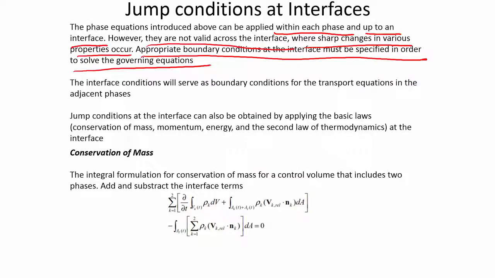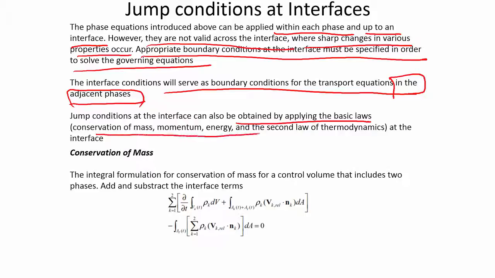So, the interface conditions will serve as boundary conditions for the transport equations in the adjacent phases. When you do the equations, this comes as two phases, and this comes as an interface that serves as a boundary condition. The jump conditions at the interface can also be obtained by applying the basic laws of thermodynamics: conservation of mass, momentum, energy, and the second law of thermodynamics at the interface. So, let us look at conservation of mass over here.